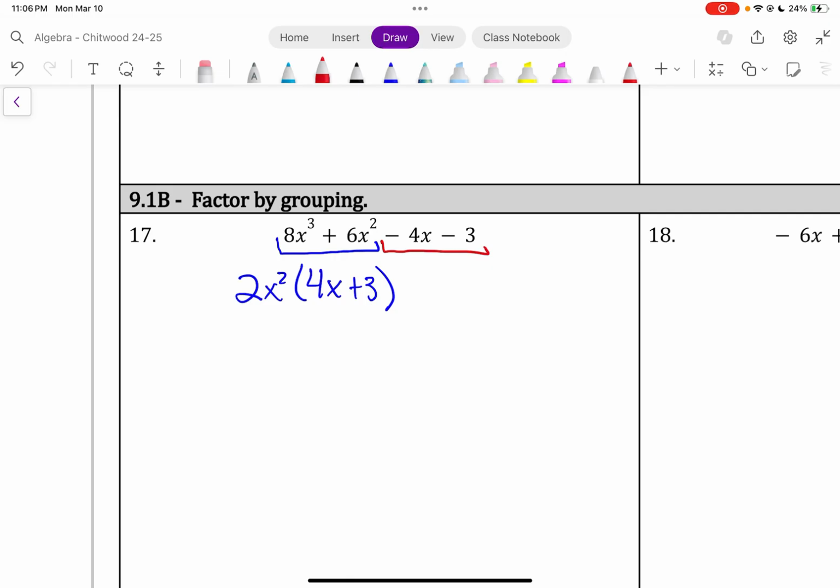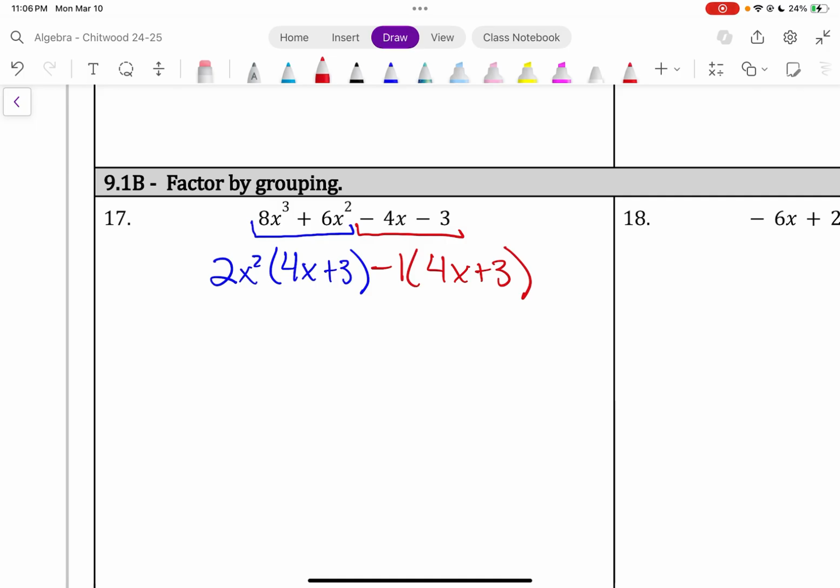I'm going to do the same thing on the right side. My term, negative 4x, it's negative, even though it's not in the very front of the entire polynomial. That specific binomial we're looking at starts out as negative, so I want to take out a negative 1. Then left over, I will have 4x plus 3. That's your first step. Break it up into 2 binomials.